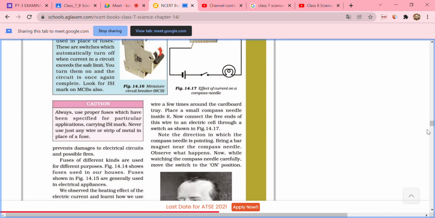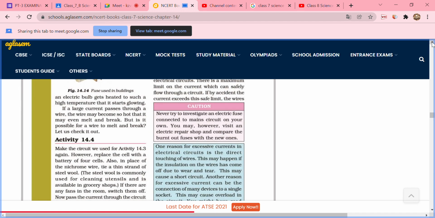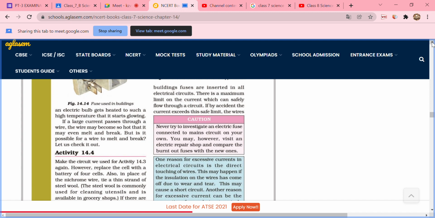Okay, fuses. So what is it that we have? We make a circuit and we have connected the two ends of the circuit, or the terminals, with steel wool. You have seen it is used for cleaning utensils, that is steel wool. So if we place it in between the two terminals and pass electricity, we'll see that it will melt and it will break.